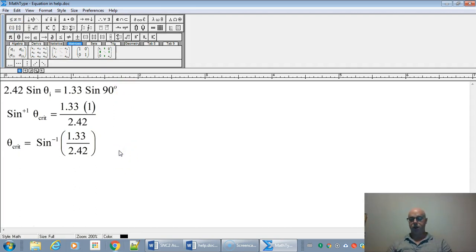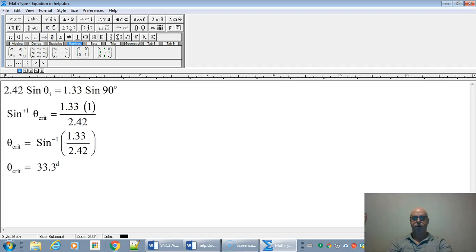So on my calculator, I'm just going to go shift sine, brackets, exactly what you see in an equation, 1.33 divided by 2.42, close my bracket and hit equals. And it'll give me a critical angle of, I'll just write it down here, 33.3 degrees.